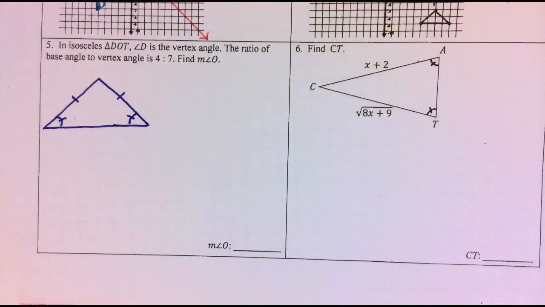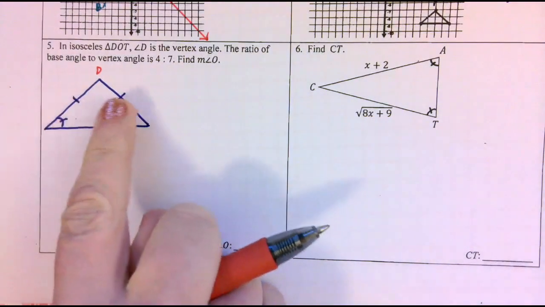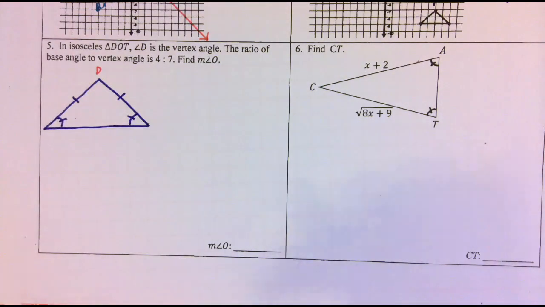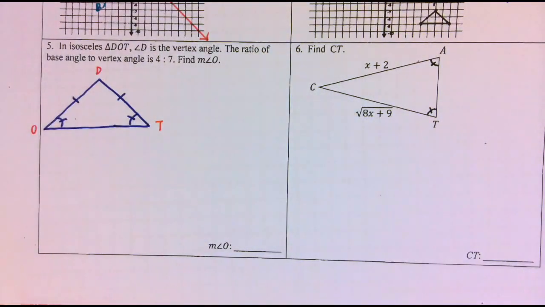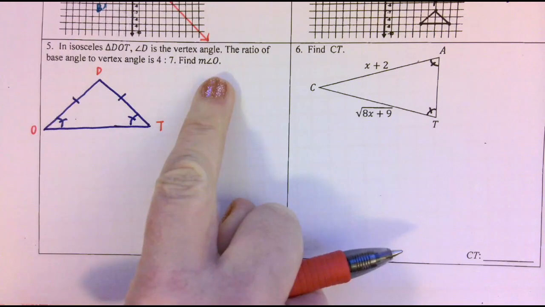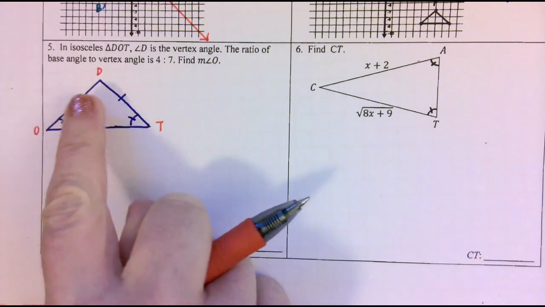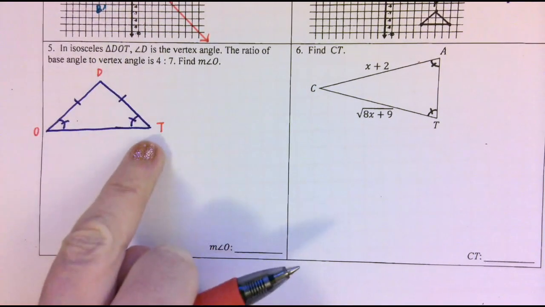Now I am saying that D is the vertex angle, so D must be in between those two congruent sides, the two legs. These are my two base angles. So O and T could be either of the base angles, because they have to be the same anyways. So ratio of base angle here to vertex angle here is 4:7, and I want the measure of O. So I know that this can't be exactly 4 and this exactly 7 and this exactly 4 because my measures would not add up to 180.